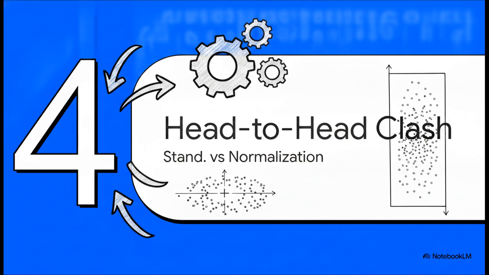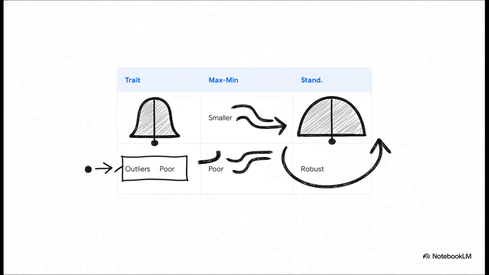Section 4. Standardization versus normalization. The head-to-head clash. When we compare the two, max-min normalization actually gives us smaller standard deviations compared to standardization. Your data becomes highly concentrated around the mean. Standardization, on the other hand, leaves the data a bit more spread out with its standard deviation of 1. But the real kicker? Look at how they handle outliers. Normalization handles them poorly, while standardization handles them robustly.